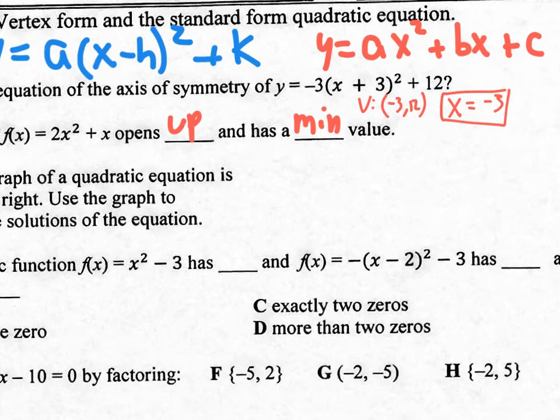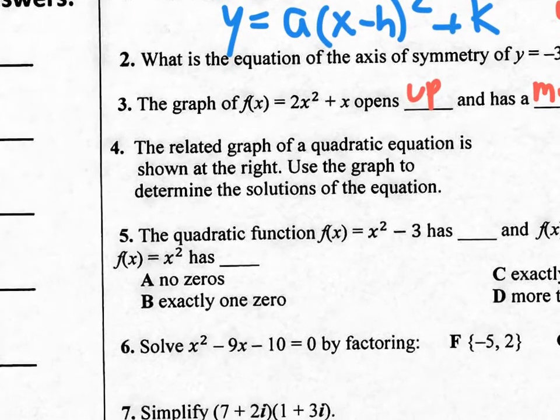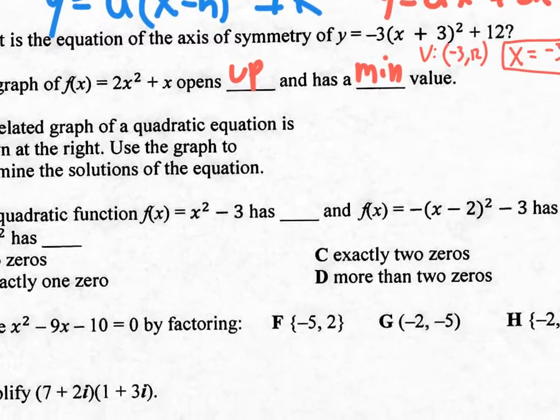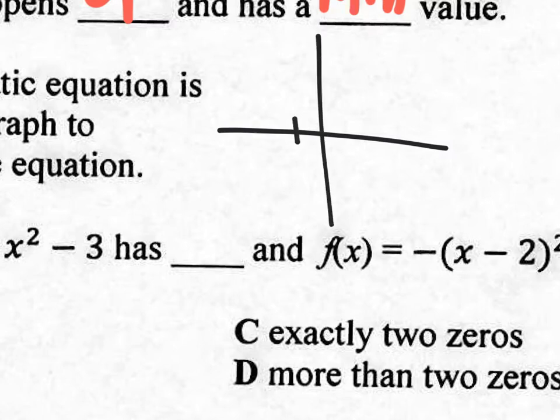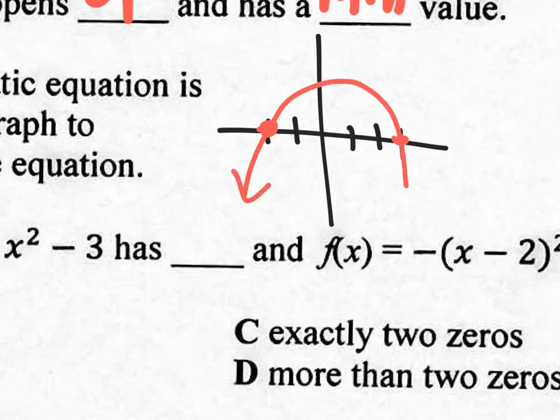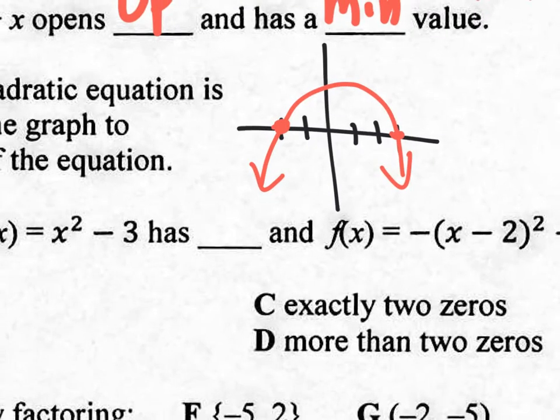If we move on to this next one, it says a related graph of a quadratic equation is shown at the right. Okay, so there is no picture at the right. On the test tomorrow you will have one. So let me do this. Let me just do a quick sketch. Let's say this is at -2 and at 3. Okay, so let's say we have a parabola that crosses here, and let's say it's opening down, okay? So what could you tell me about that?